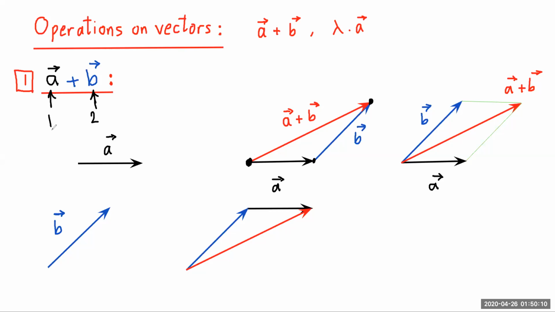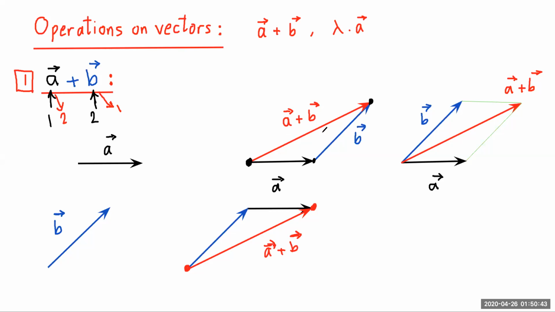If we consider B as the first vector and A as the second vector, we can take the beginning of the vector B, here the vector B in blue, and the ending of vector A in black. So this is the vector A plus B. This is method one.